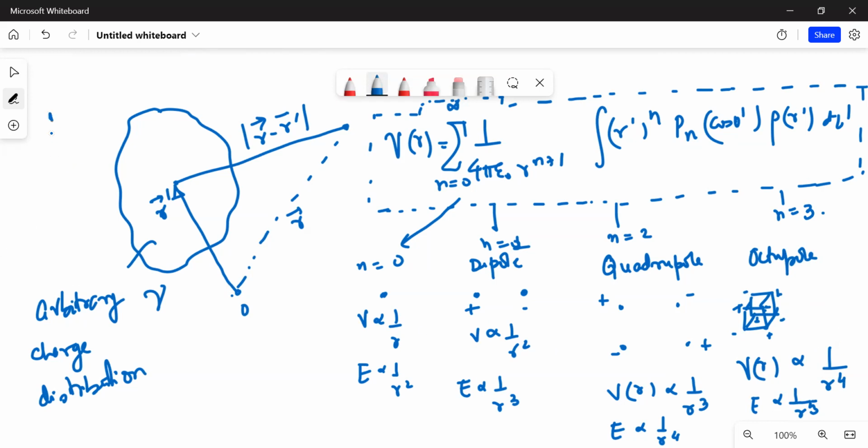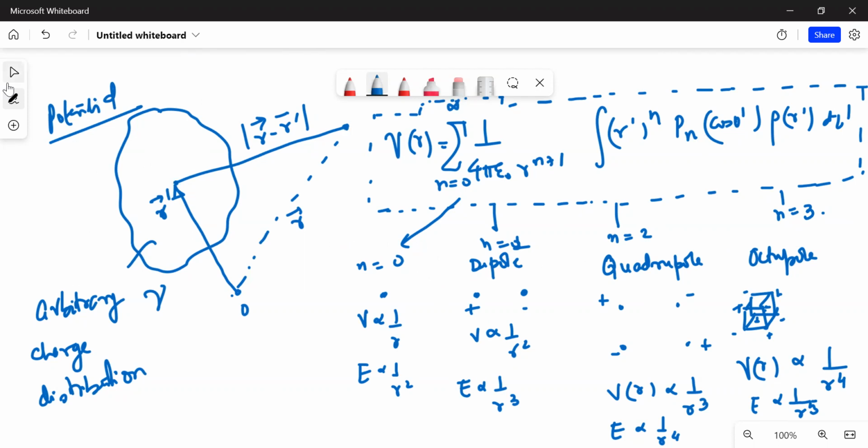So we actually found a potential expression for very far away points, without knowing what sort of distribution is there. But we know that at faraway points, this potential can be expressed as a sum of potentials due to monopole, dipole, quadrupole, octupole, and so on. Is that clear? This is something that we've already done.